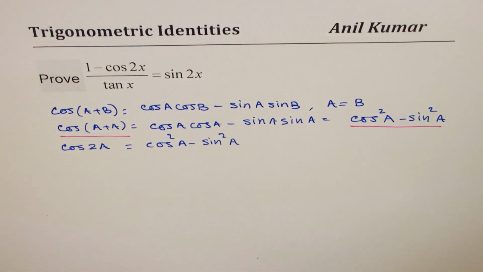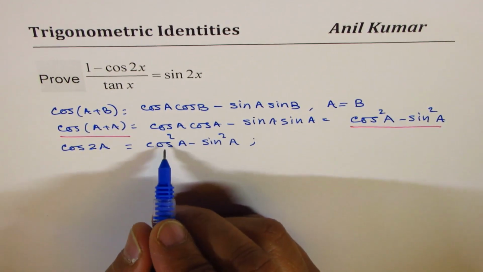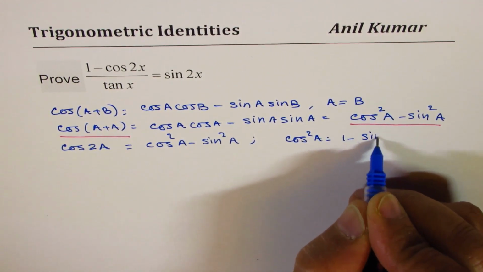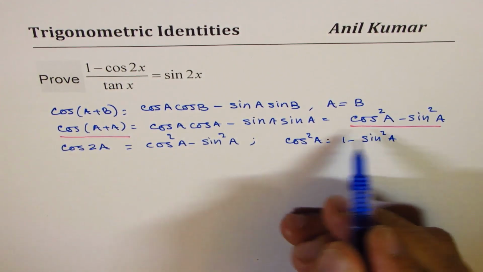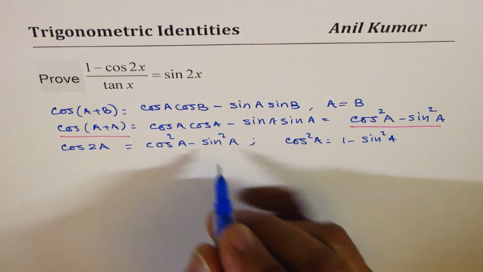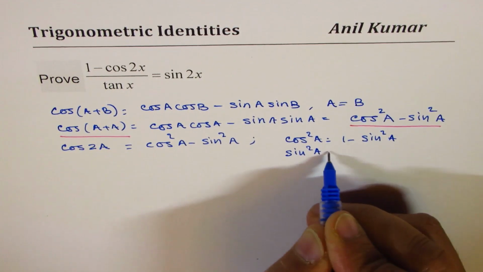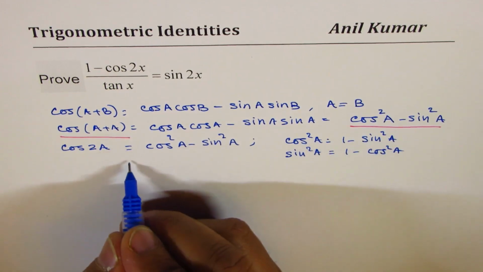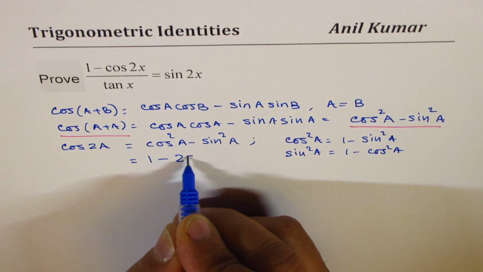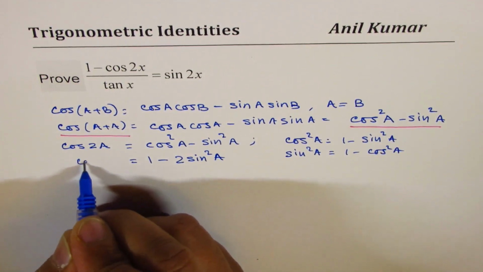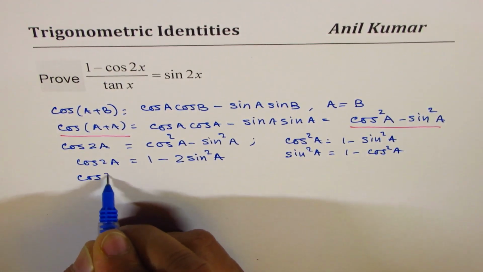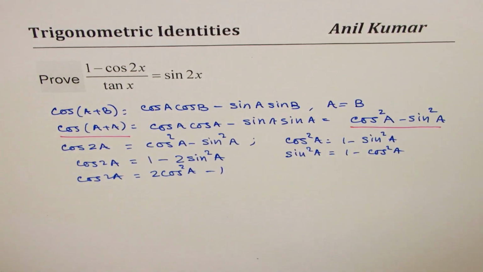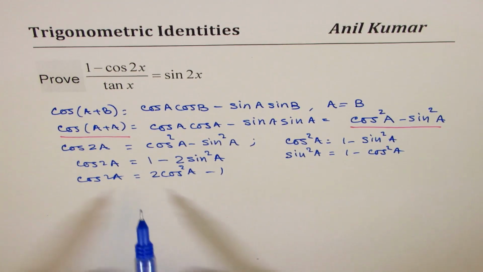Now this formula could be written in many other ways, since we know that cos square A is 1 minus sin square A, correct? And we could also write sin square A as 1 minus cos square A, right? So if you substitute 1 minus sin square A, you could get 1 minus 2 sin square A as a formula for cos 2A. And you can also write cos 2A as 2 cos square A minus 1. Perfect. So I've taken all this space to show that.